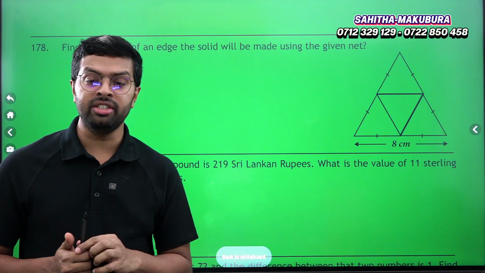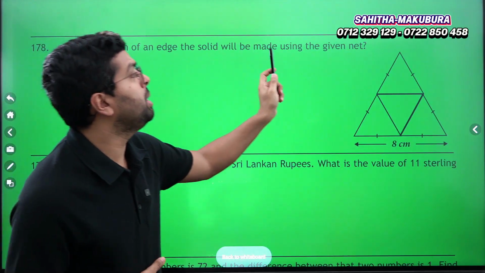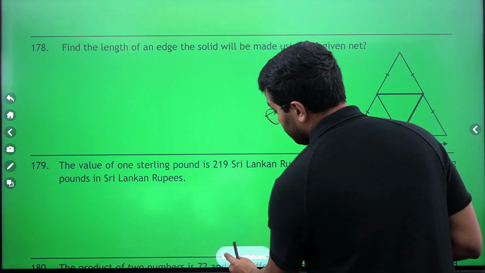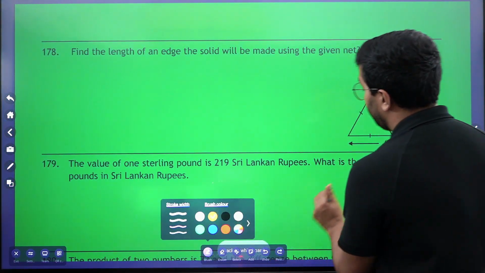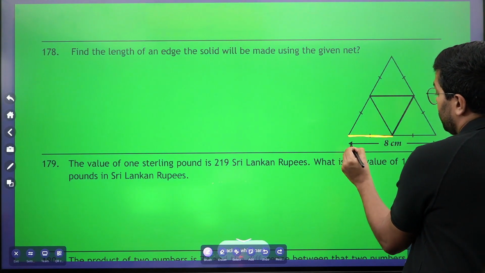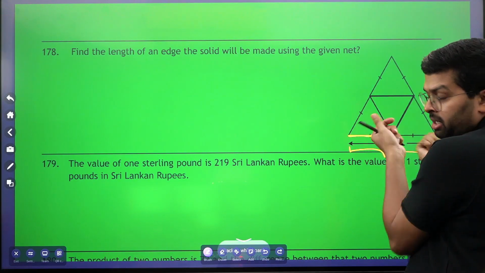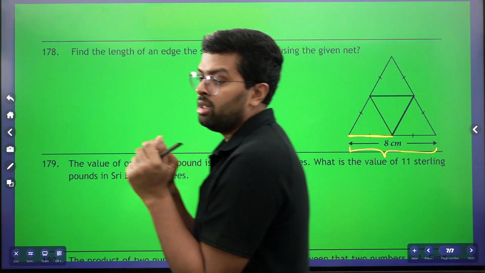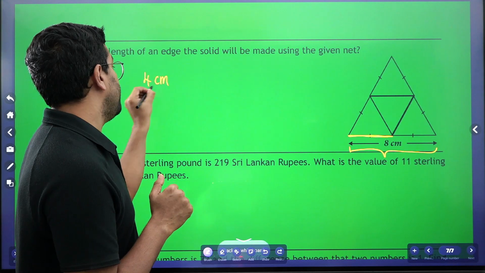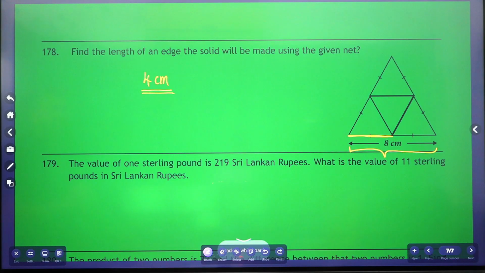Now the question is, find the length of an edge of the solid that will be made using the given net. So the length of an edge will be the distance from here to here, because this gives you the length of 2 edges, right? So we have 2 edges in this particular net. So what is the length of an edge? 8 divided by 2. The length of an edge should be 4 centimeters.